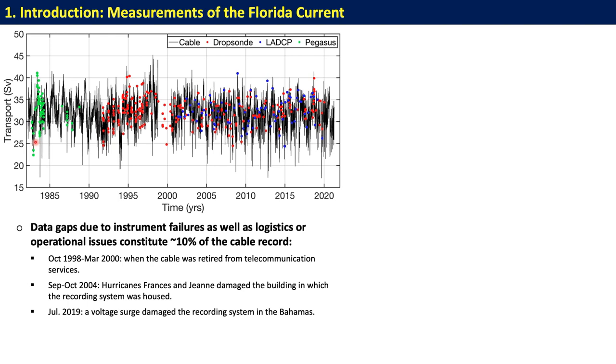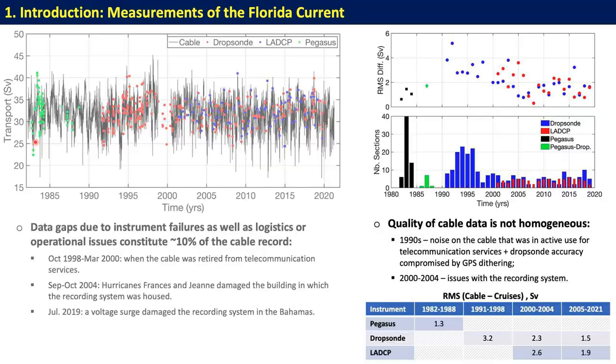And the latest 1 month long gap happened in July 2019 due to a voltage surge that damaged the recording system in the Bahamas. It should also be noted that the quality of cable data is not homogeneous over time. In the upper plot here, you can see the yearly root mean square differences between the cable transport and the transport estimates from drop zone LADCP and Pegasus sections. And the lower plot shows the number of section occupations per year.